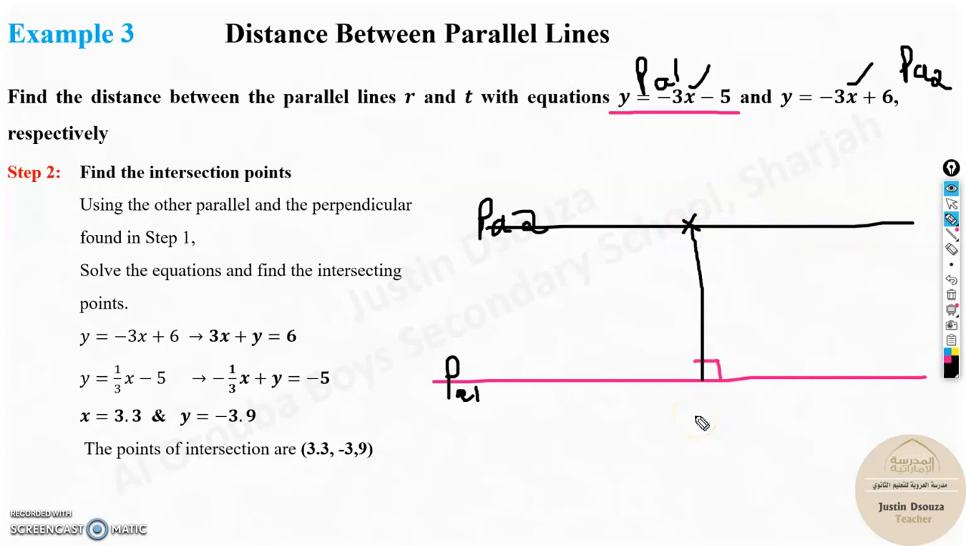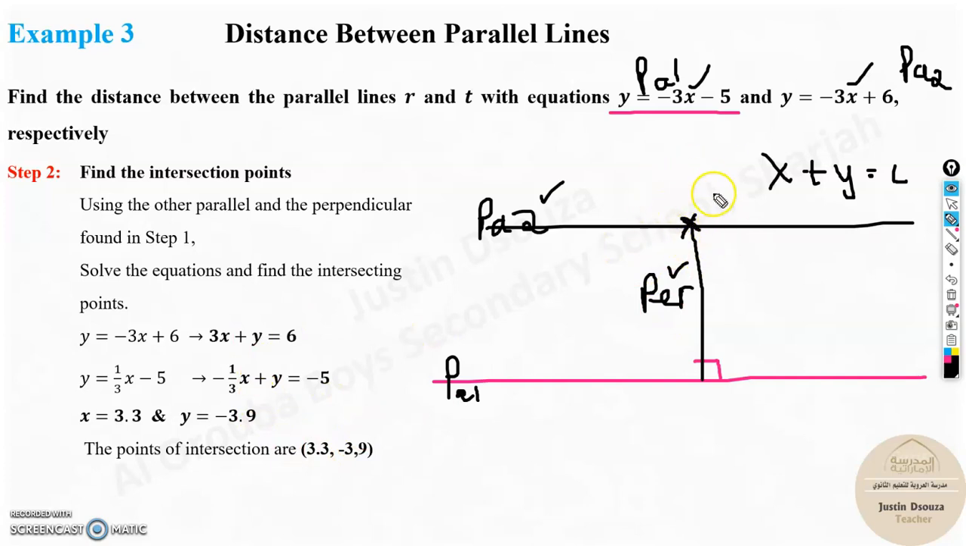Because the distance between parallel lines is the perpendicular from any one of the parallel lines and the point of another line, okay? So now how do we find this point? We equate the equations of this PA2 and the perpendicular line PER. Okay, so that is what we have done. We are done equating these both. So make it in terms of x plus y equals c. Over here also x plus y equals c for the perpendicular line. And when we solve, we get the intersecting point.